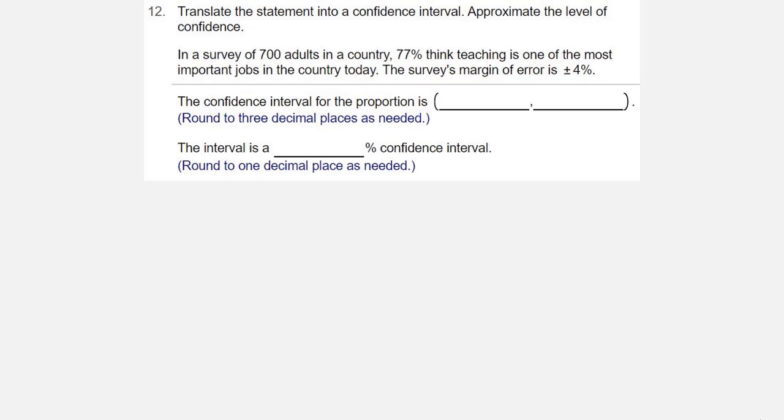In a survey of 700 adults in a country, 77% think teaching is one of the most important jobs in the country today. The survey's margin of error is plus or minus 4%.